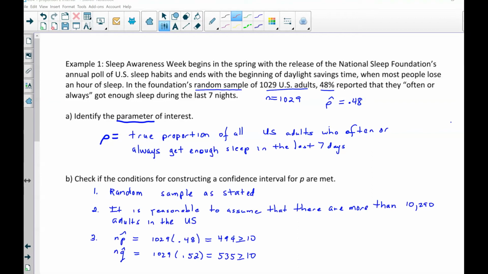So the 3 conditions are: random sample is stated. Condition 2, it is reasonable to assume that there are more than, you would just take the sample size of 1,029 and multiply it by 10, 10,290 adults in the U.S., that's definitely reasonable. This is known as the 10% condition.